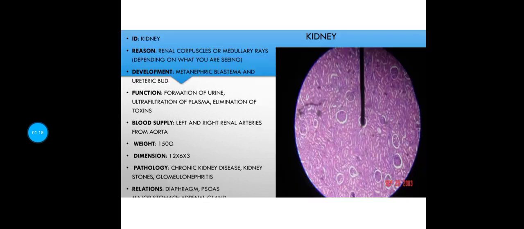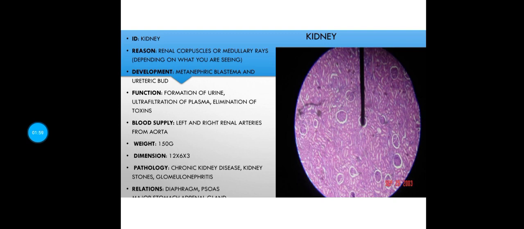So let's read the side notes. The reasons for identifying the kidneys are the presence of renal corpuscles or medullary rays, depending on what you're seeing. The development of the kidneys is from the metanephric blastema and the ureteric bud. Then the functions of the kidneys: formation of urine, ultrafiltration of plasma, elimination of toxins. The blood supply of the kidney is the right and left renal arteries from the abdominal aorta. The weight is about 150 grams. The dimension is 12 by 6 by 3.